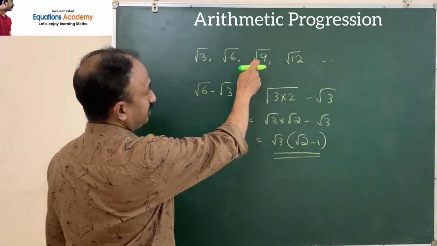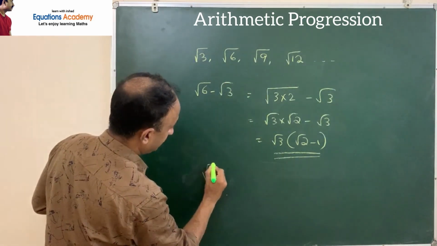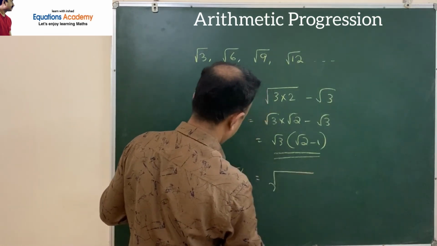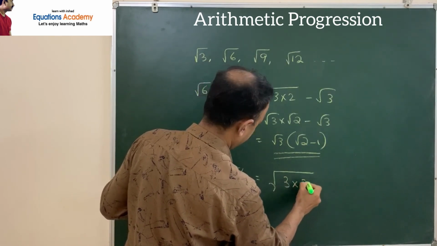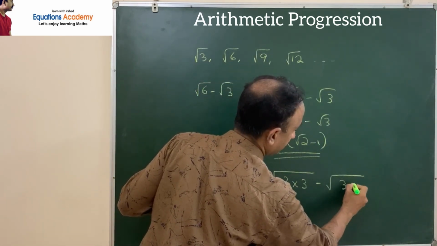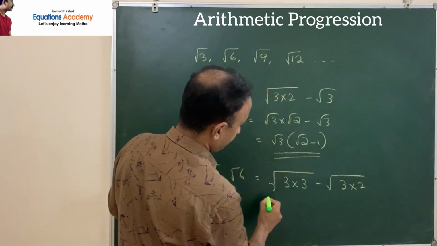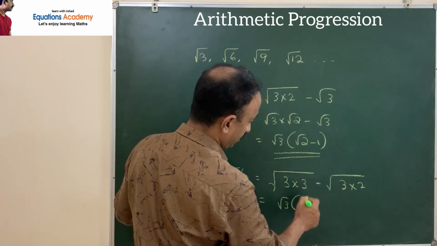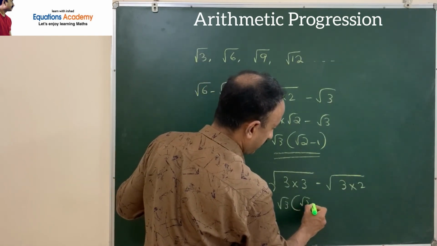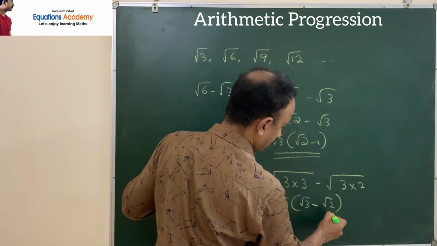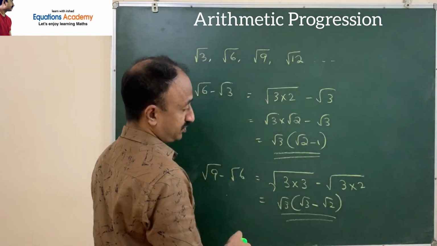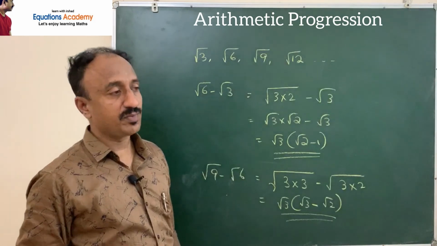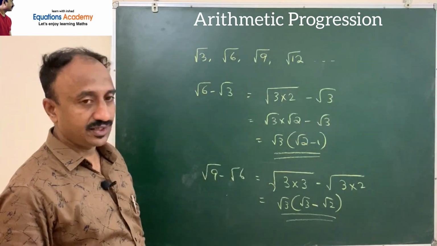How about the difference between root 9 and root 6? Root 9 minus root 6 is equal to root of 9 will be 3 into 3, minus root 6 will be 3 into 2. This is equal to, if you take root 3 common, root 3 into, here there will be root 3 minus here root 2. So the difference is root 3 into root 3 minus 2, here root 3 into root 2 minus 1. There is no common difference. So this is not an AP.